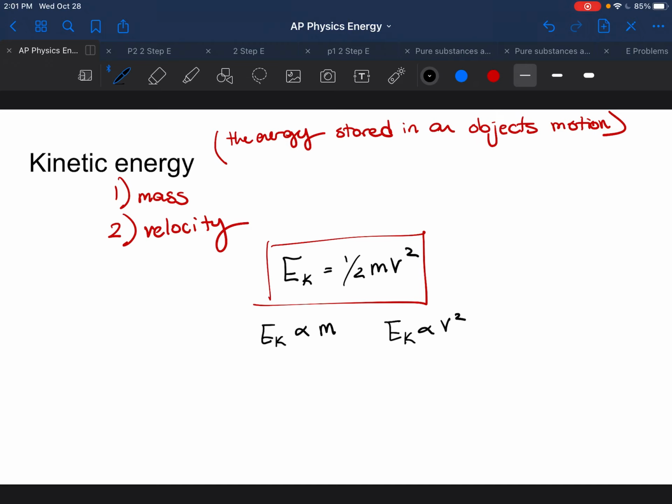So oftentimes on the AP exam, they'll give you a problem where you'll have some initial velocity, you'll be asked to find the final velocity, and then ask how that affects the kinetic energy. So for example, if you have an initial velocity of 2 meters per second, you solve the problem and you have a final velocity of 4 meters per second, and it asks, what does that change in velocity do to your kinetic energy? Well, you doubled your velocity from 2 to 4, so your kinetic energy would have to quadruple. So always keep in mind that squared relationship.